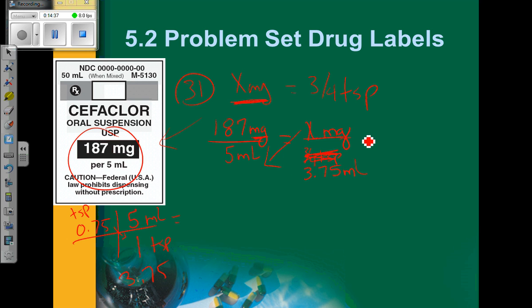So now we're going to cross multiply. X times 5 is 5x. Then you have, of course, 187 times 3.75, and it should come up with 701.25. Okay, then when you divide 701.25 by 5, your answer is 140.25 milligrams. So in 3/4 of a teaspoon, you will have 140.25 milligrams of the medication.